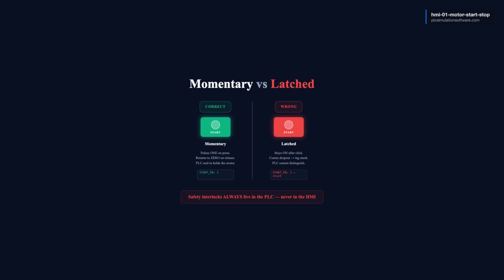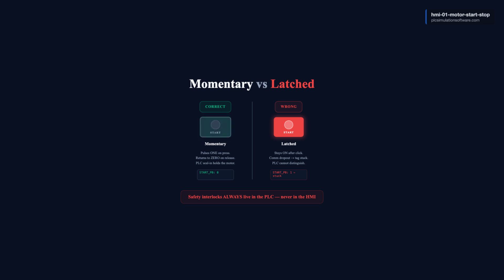Now the widgets. The most important widget on any motor HMI is the pushbutton. There are two types, momentary and latched. A momentary pushbutton works exactly like a physical pushbutton. You press it, the HMI writes a 1 to the PLC tag. You release it, the HMI writes a 0. The PLC sees a pulse. That pulse energizes the seal-in circuit in the ladder logic. The motor starts and stays running even after you release the button, because the seal-in rung keeps the output coil energized through a parallel contact. This is the correct way to do a motor start.